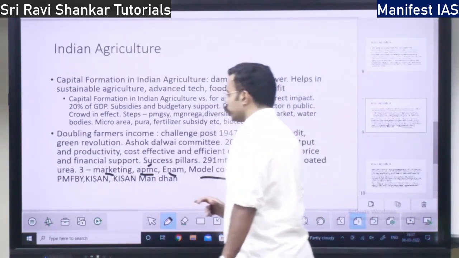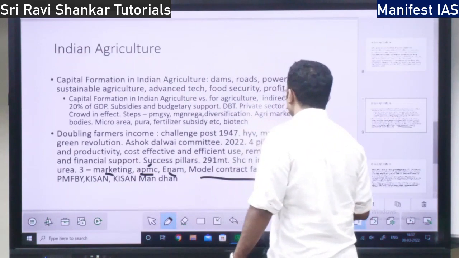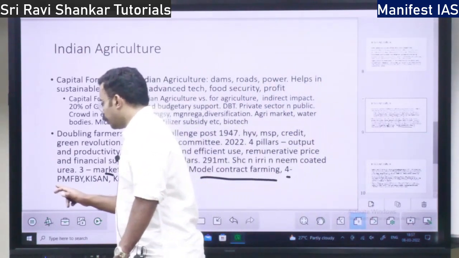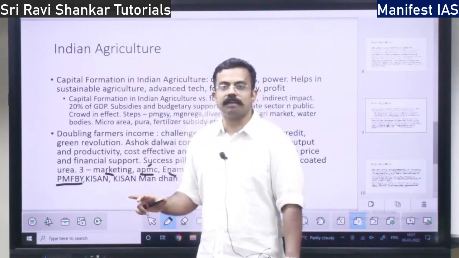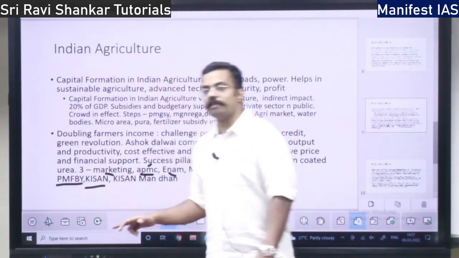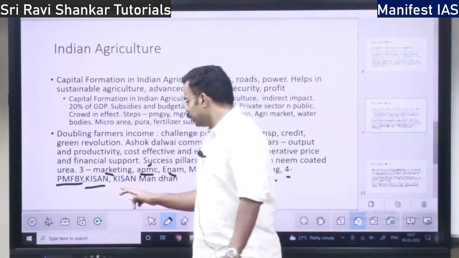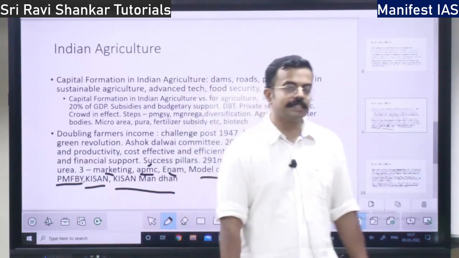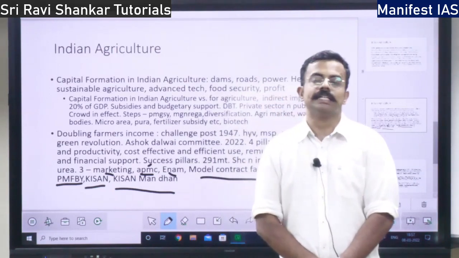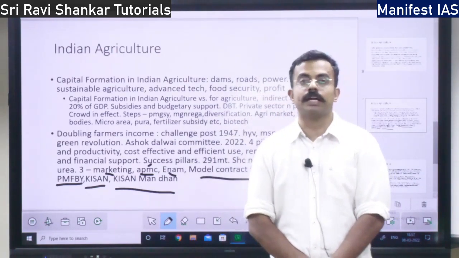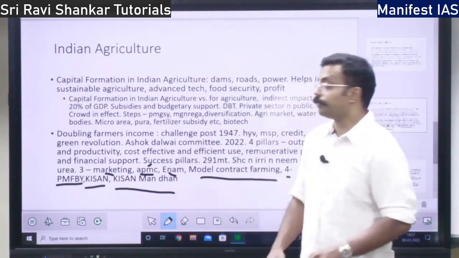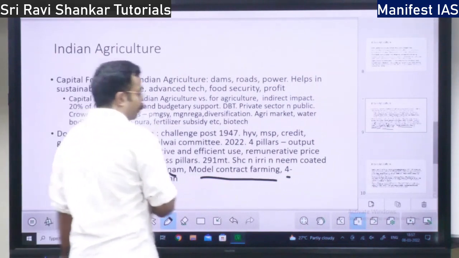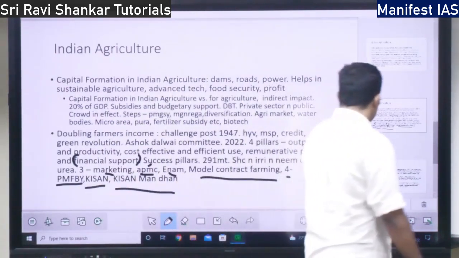Then you have the fourth pillar. What is the fourth pillar? Financial support. Where all are we providing financial support? We are providing Prime Minister Fasal Bima Yojana, Kisan Yojana, and then Kisan Mandhan. Kisan Mandhan is separate from the Kisan scheme. Kisan Mandhan is with respect to a pension for the farmers. All of these are providing financial support.